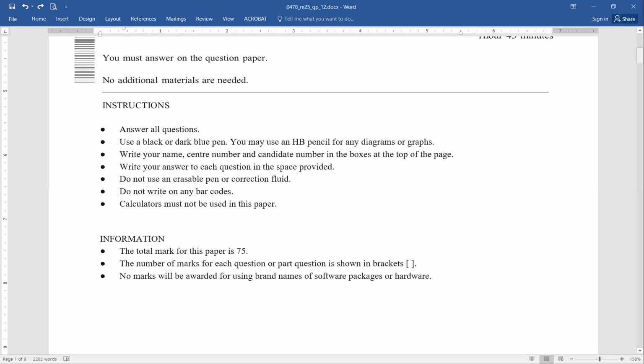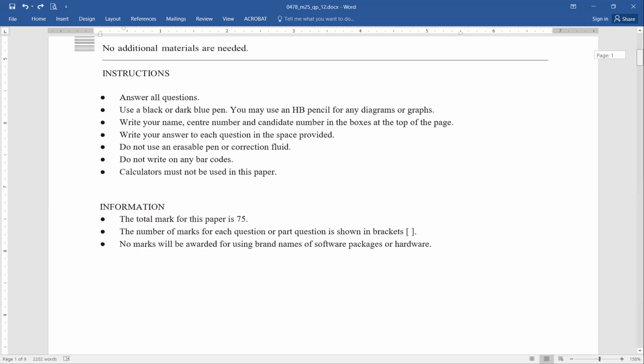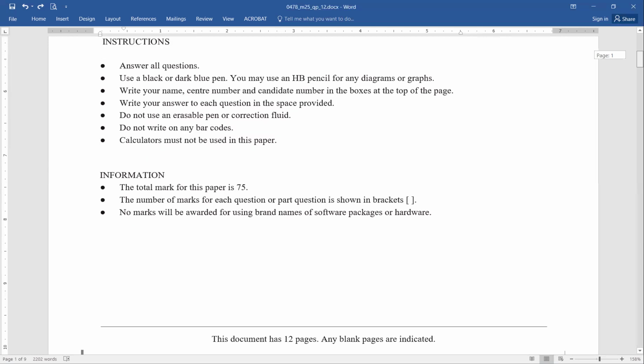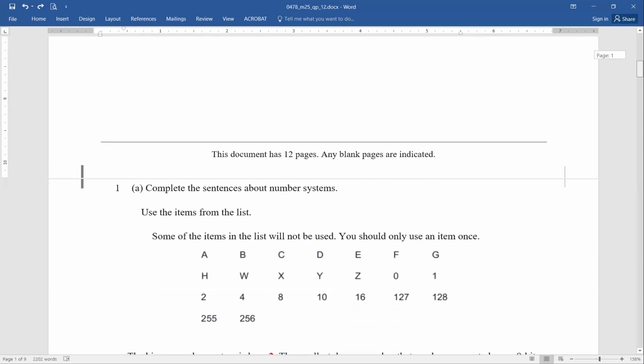The paper is of 75 marks. The marks are given for each question or part question in the brackets. There's no mark which will be awarded in case you are using the brand names of software packages or hardware, so please refrain from using the brand names. These are the same instructions as we have been discussing in the class, and you know them very well. Okay, now question number 1.